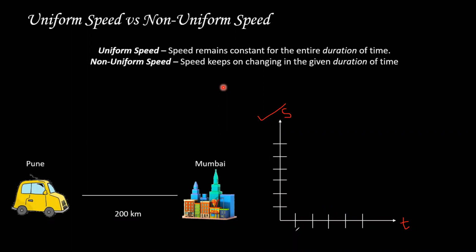Okay, so let's say we have a trip of 5 hours. So 1, 2, 3, 4, and 5. This is hours.